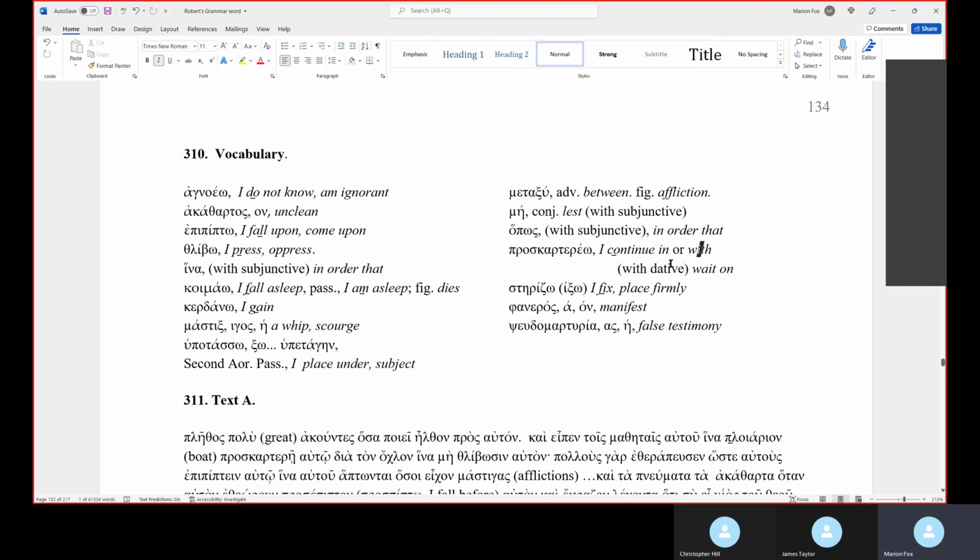Now, see what they're telling you here. It takes its object in the dative case. Continue in or with that other person, or you wait on that person. Okay. All right. Sterizo, fix or place firmly. To fix something is to attach it. It is fixed, which is what our word fixture probably comes from, that idea. Place firmly. Phaneros, something that is clear or manifest. Okay.